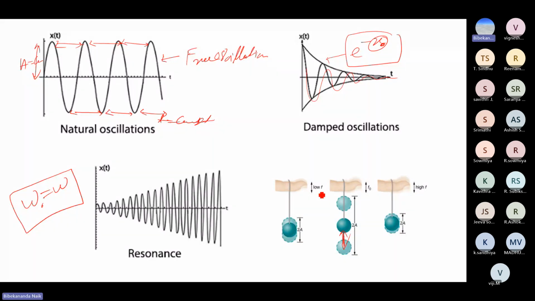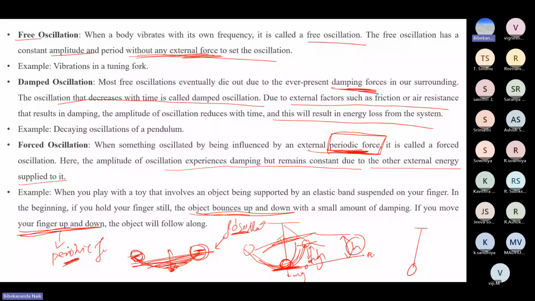If the frequency of movement of the finger is low, the amplitude will be less. If the frequency is quite high, again the amplitude will be less. But if the frequency of the periodic force is equal to the frequency of oscillation, then the amplitude will be increasing. So this is the case of resonance, which is f equal to f0. So now these are the different types of oscillations.